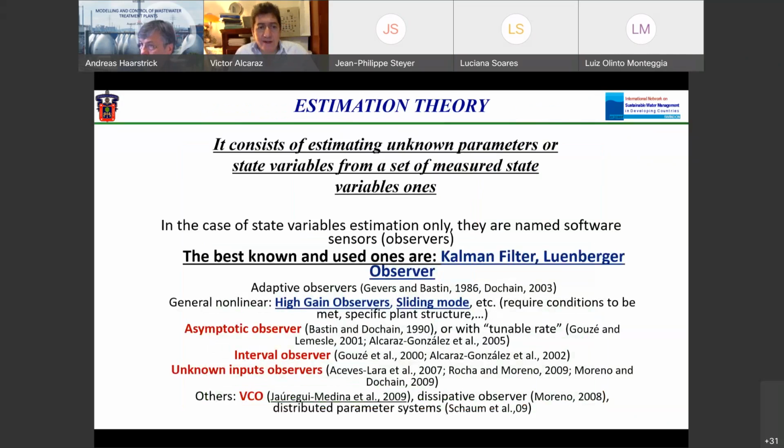I start by giving a simple definition of what estimation theory means. Basically, it consists of estimating unknown parameters and/or state variables from a set of measured state variables. In the case of variable estimation only, they are named software sensors or observers. Maybe the two best known and most used are the Kalman filter and the Luenberger observer.